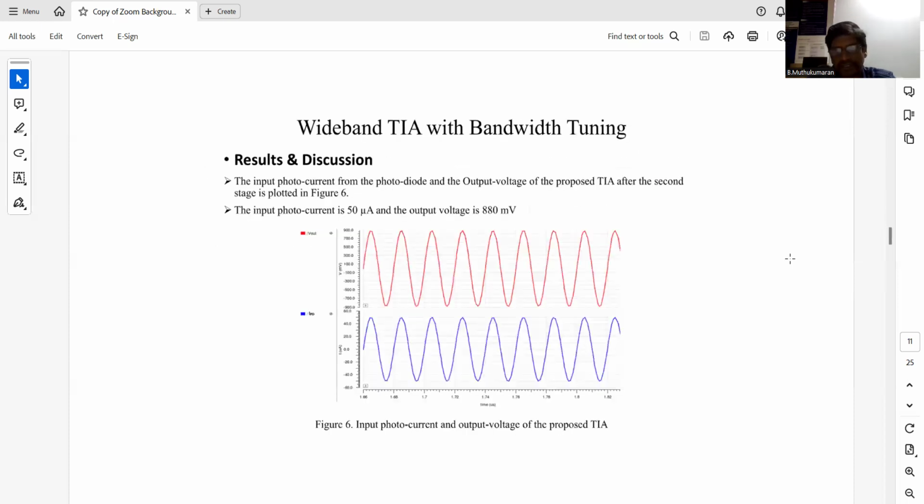So, the resultant discussions. The input current, the photocurrent applied to the TIA, is about 50 microampere. And the output voltage from the first stage of the TIA is 880 millivolt. The graph is shown with the input and output. The blue color is the IPD, that is the photocurrent of 50 microampere. And the Vout is in red color, which is obtained as 880 millivolt in this stage.